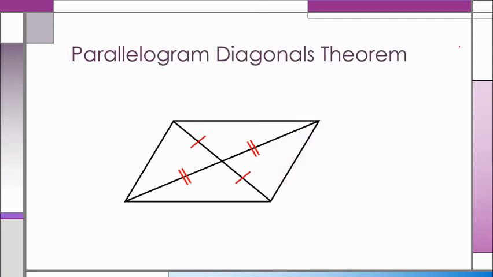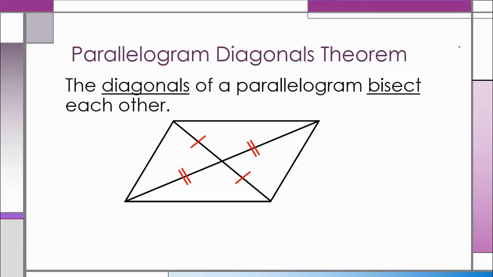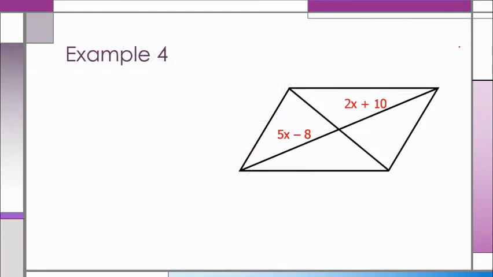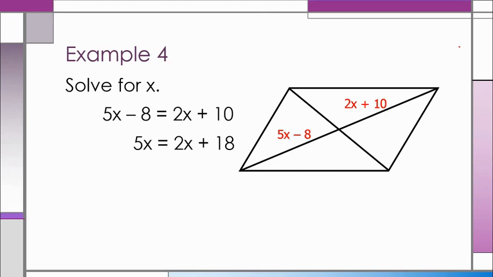All right, another neat thing about parallelograms is that the diagonals bisect each other, cutting them in half. Okay, so we're going to use this. In this case, we have 5x minus 8 for one side, 2x plus 10 for the other side, so we can set them equal to each other because we know that they're along the same diagonal and that line has been cut in half. So we're going to solve for x, and so my x is going to be equal to what? That's right, 6.